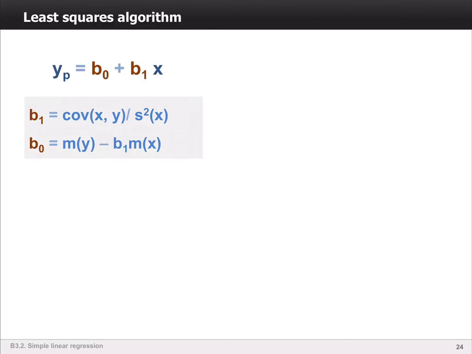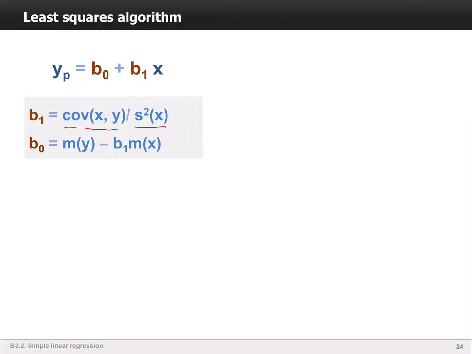So the coefficients that fit your model best can be calculated as follows. First of all, you have to calculate B1. It's a slope. Slope depends on two things. It depends on the covariance between x and y and the variance of x. So the larger the covariance for the given variance of x, the larger the slope. And if the covariance is 0, the slope will be 0 as well, so you will not have any linear regression model, so to speak.